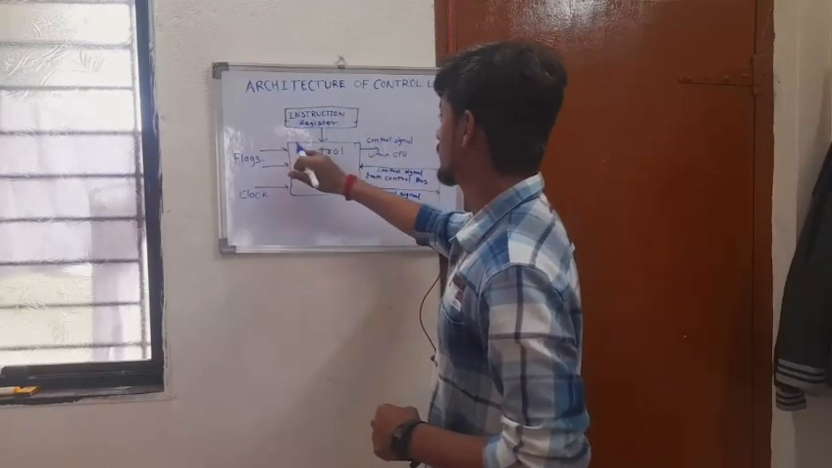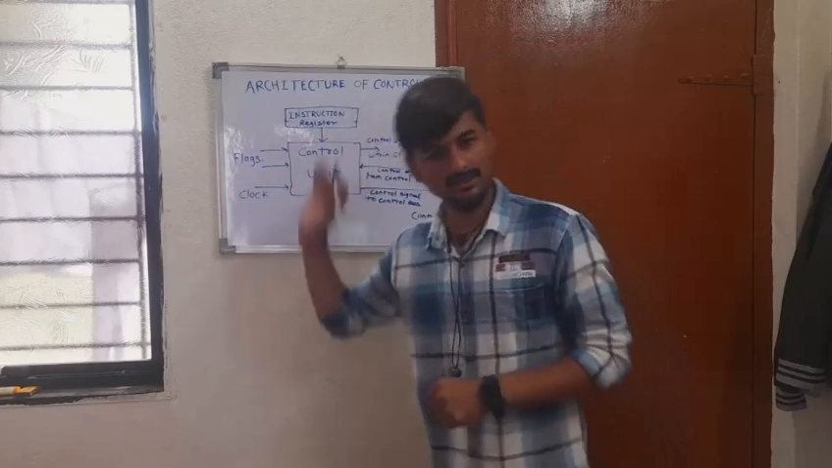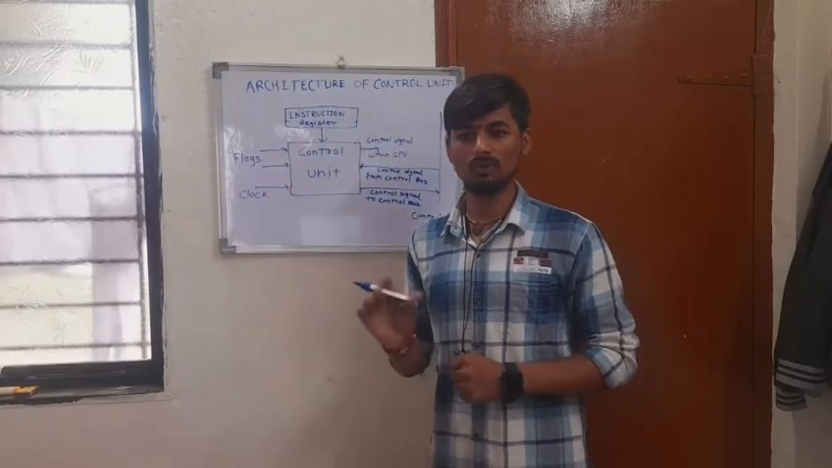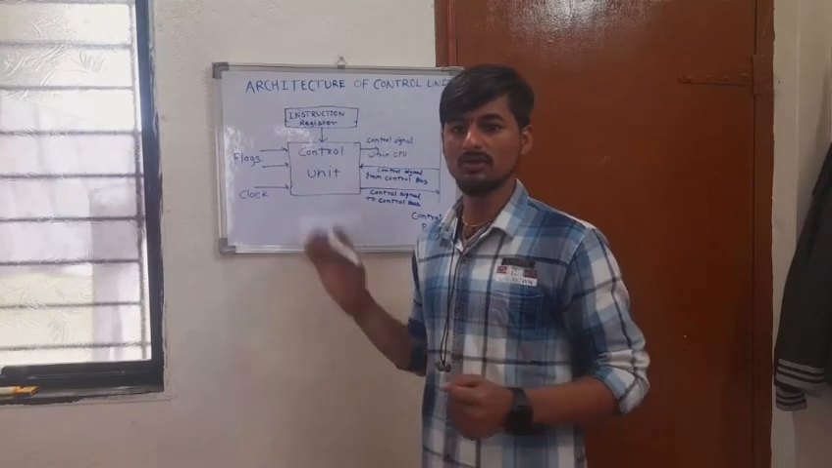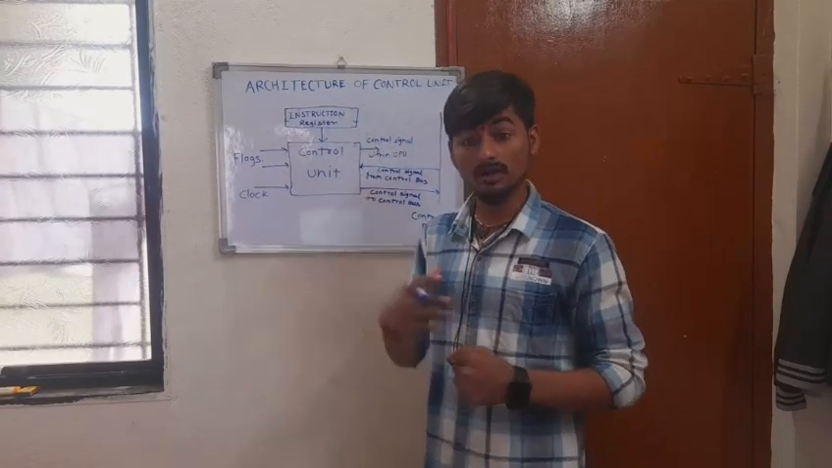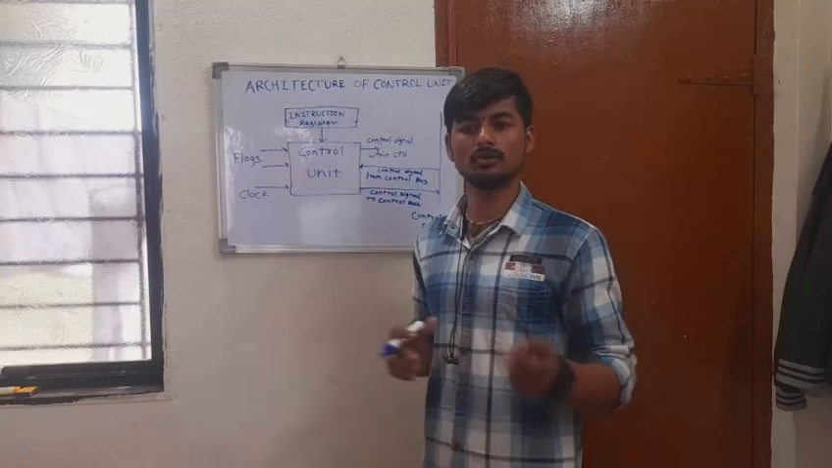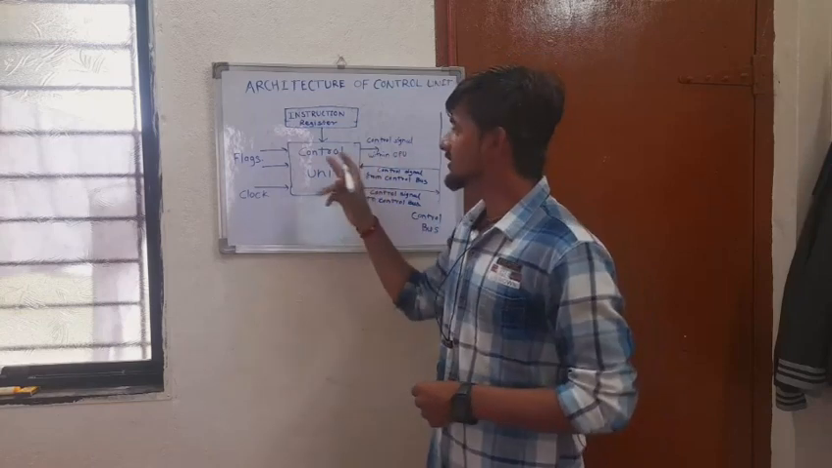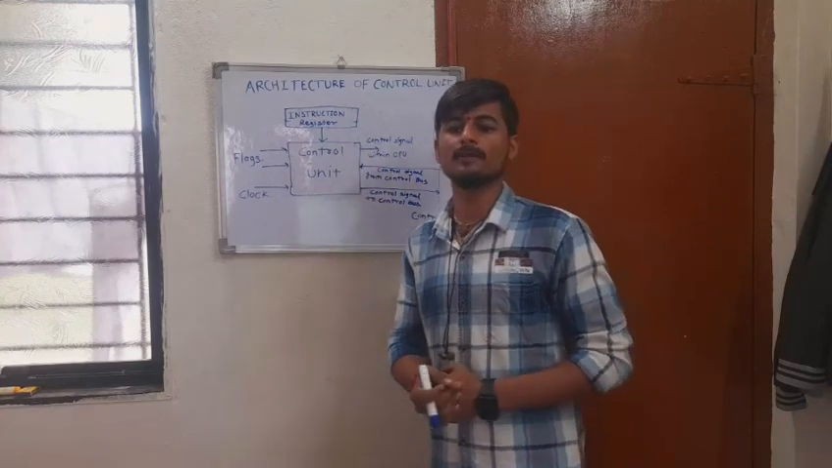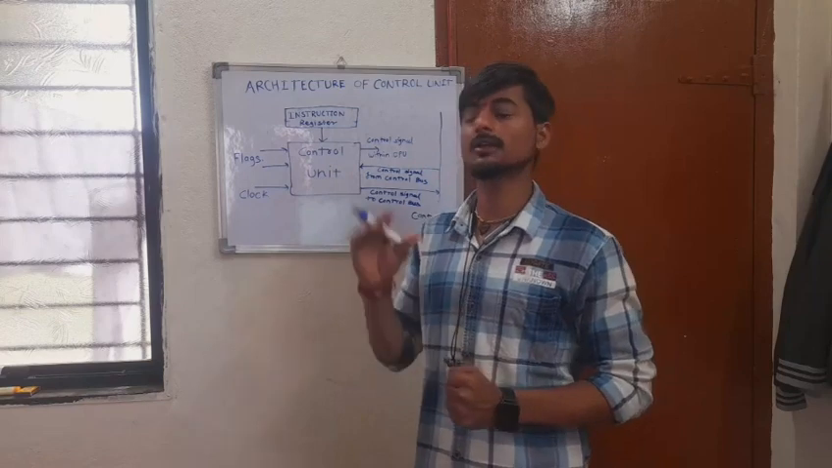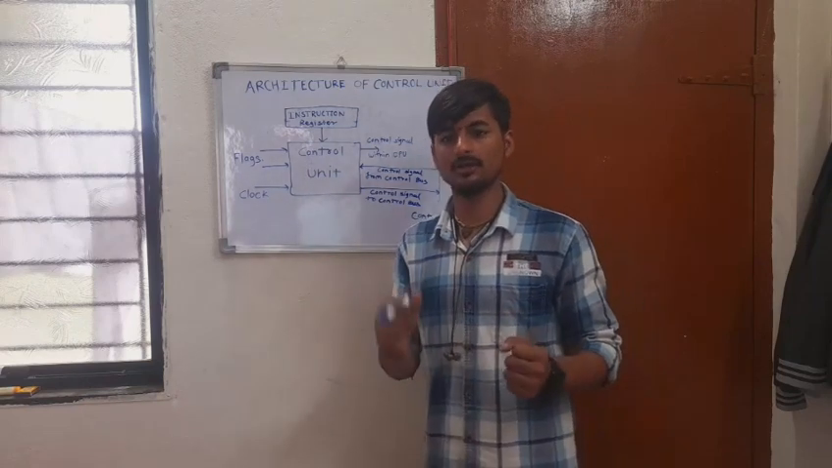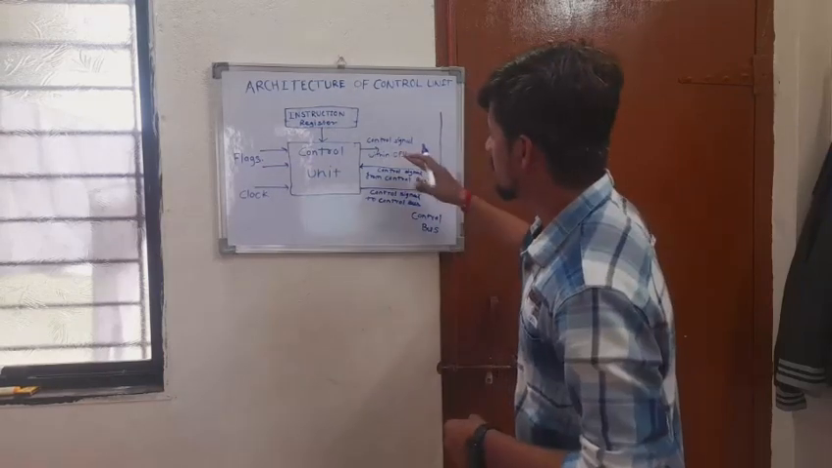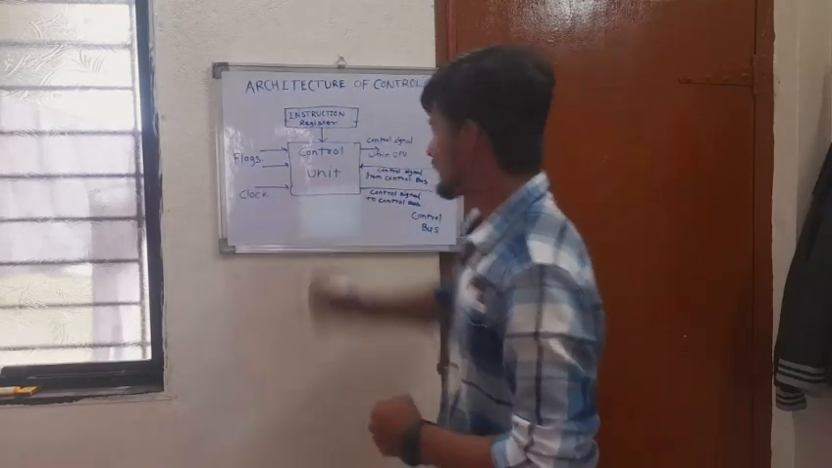The first component of the control unit is the instruction register. The instruction register is a crucial component within the control unit of the CPU. It holds the current instruction being executed and decoded by the CPU. There are two functions of the instruction register. The first is that it stores the opcode of the current instruction, and the second is that it determines which micro-instructions are performed.